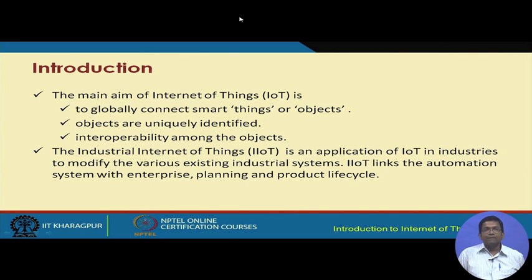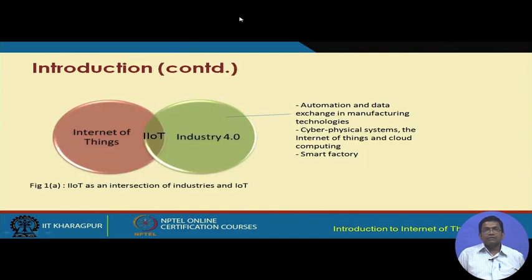In contrast, in Industrial Internet of Things, we are focusing on industries, particularly industrial systems, industrial automation, enterprise systems, enterprise planning, product life cycle, and so on. While we do this, we digress from the core requirements of IoT, and some specific requirements concerning industrial processes come into the picture. We are going to understand what these are in this lecture.